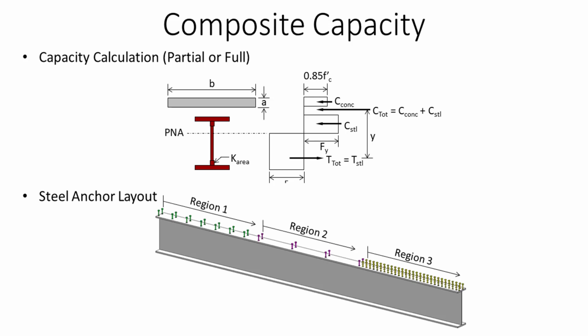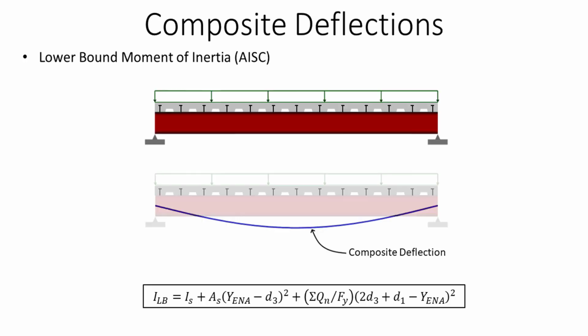In visual analysis, you can fine-tune your design by specifying the steel anchor spacing in multiple regions along the member. The anchor layout is defined in the Modify tab of the project manager in the design view. Composite deflections are calculated using the lower bound moment of inertia as defined in the American Institute of Steel Construction design specification. Since this method depends on the number and strength of steel anchors specified for the member, the stiffness of the system can be affected by modifying the anchor layout.